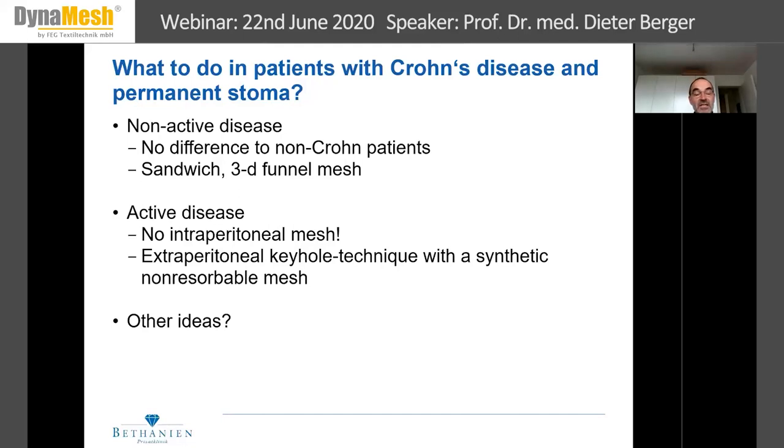What we have done for years is that in non-active disease, we treat these patients as we do in non-Crohn patients, with sandwich, with 3D funnel mesh, with intraperitoneal mesh. If you have an active disease, I would not recommend an intraperitoneal mesh. This is not really proven, of course, but I think this is common surgical sense. I would use an extraperitoneal keyhole technique with a synthetic non-resorbable mesh. If somebody has other ideas, I would be very grateful to hear them, because this is a big problem: active Crohn's disease and parastomal hernia.